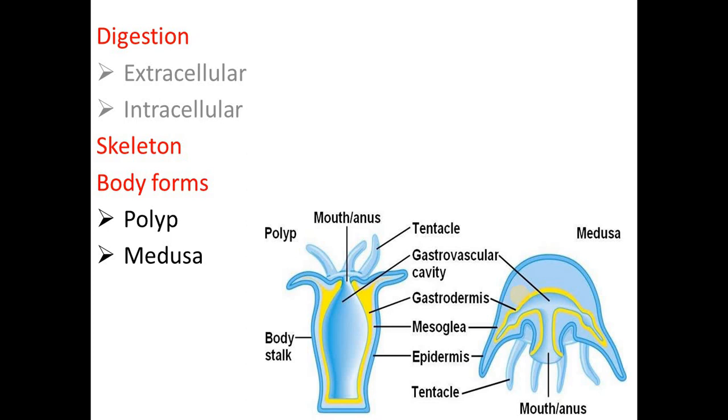Whereas some coelenterates exhibit both forms, polyp as well as medusa. The example is Obelia. Those coelenterates which exhibit both the polyp and medusa forms show alternation of generation in their lives, and it is called metagenesis.